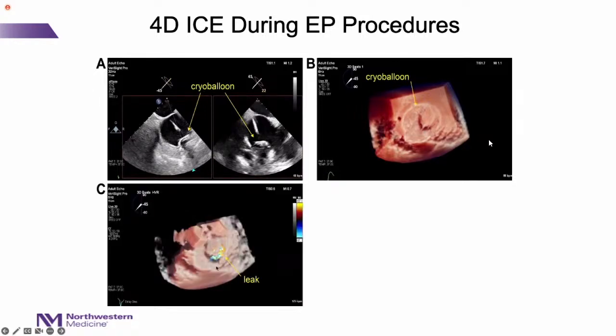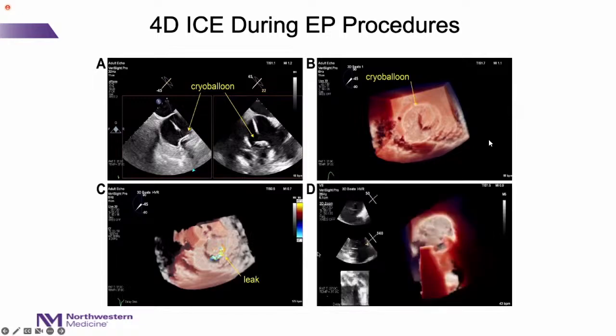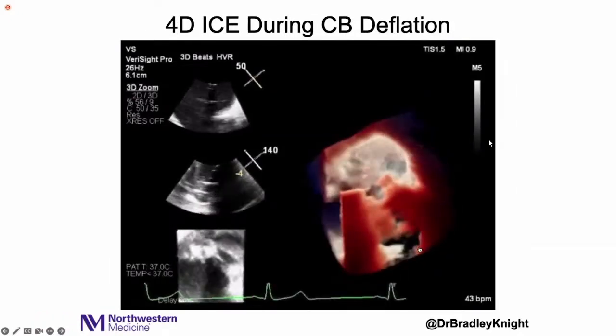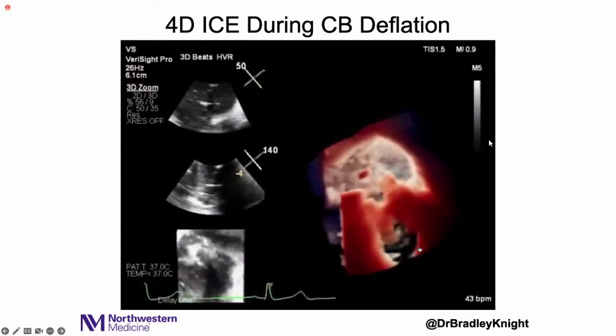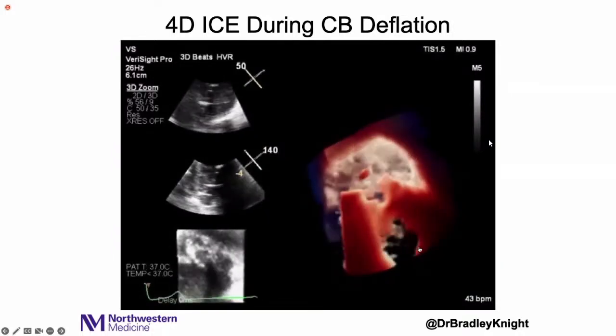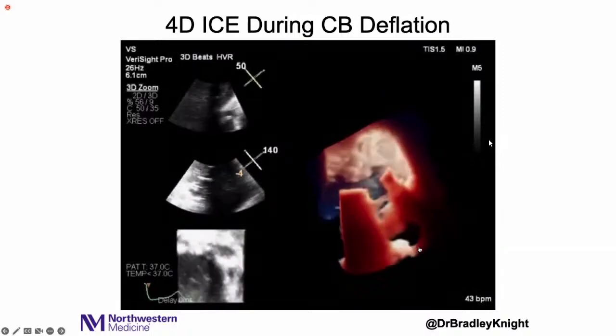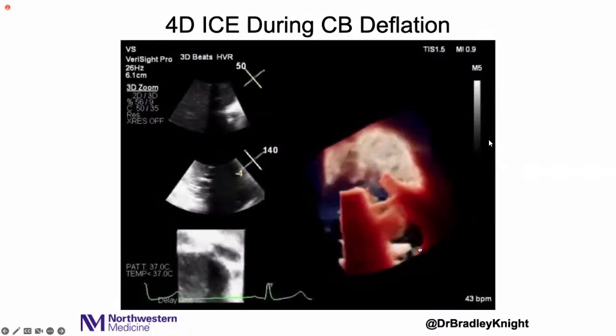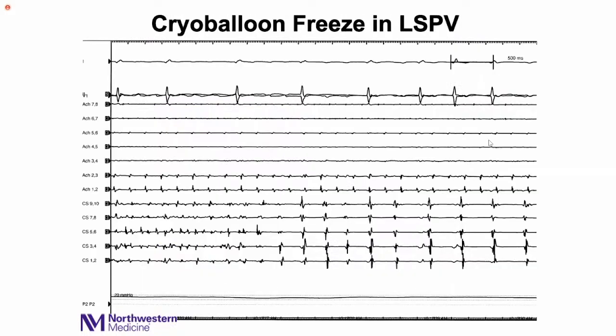And here's a nice example of a leak. And then I think this will play here. This is when the balloon has deflated once it's reached 20 degrees, and this frozen contrast and blood coming into the left atrium around the balloon. So the imaging that we have now is significantly better as well, but we tend to do this all with ICE guidance.